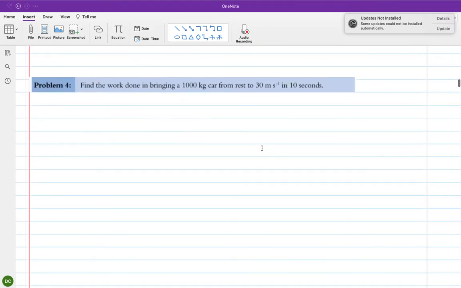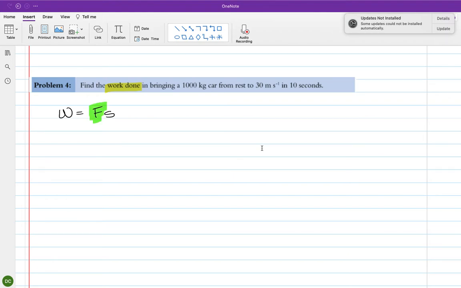Okay, let's have a little look at this one. This one says, find the work done in bringing a 1,000 kilogram car from rest to 30 meters per second in 10 seconds. Okay, so there's a bit more work in this one. Pardon the pun. So find the work done, so it's still going to be work as force by distance.